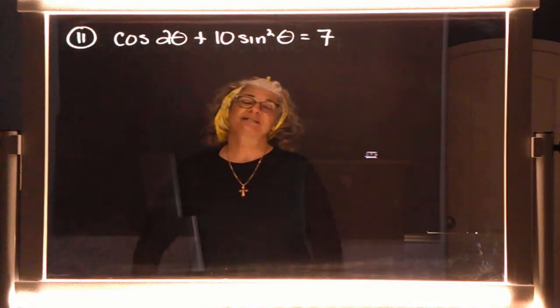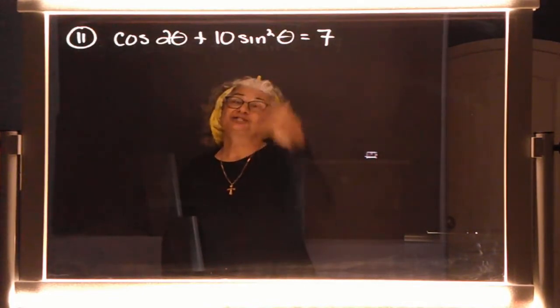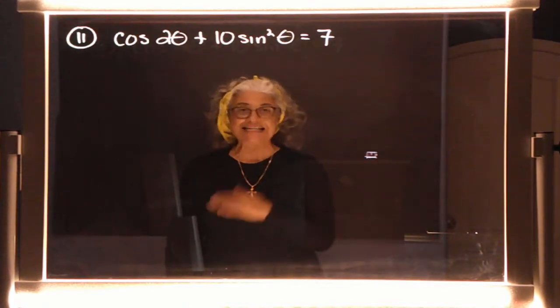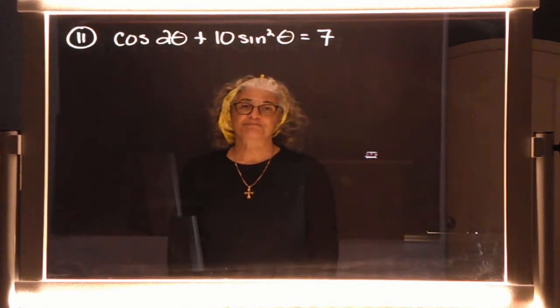Okay, so let's look at this next problem. Do you notice you got 2 variables in it? I've got a cosine and I got a sine. So I need them both in the same variable, don't I?